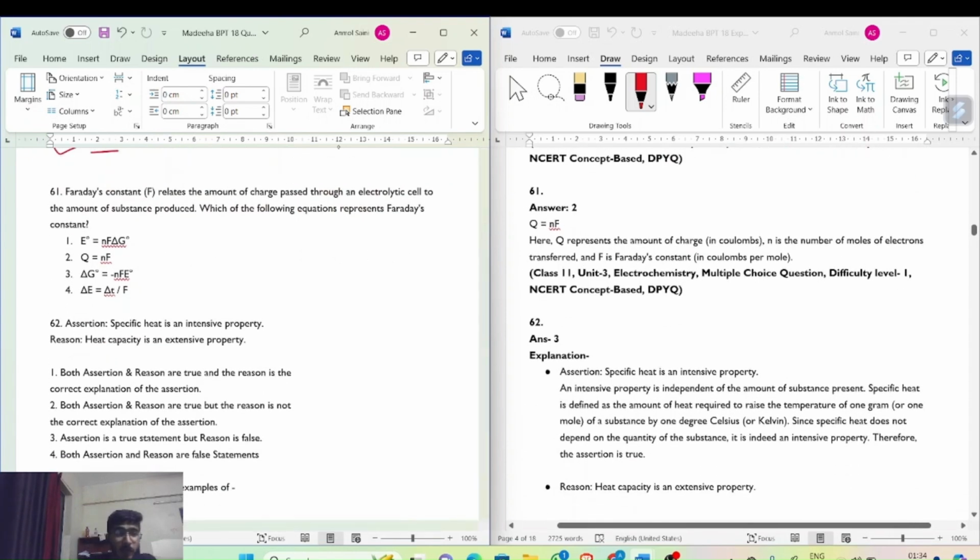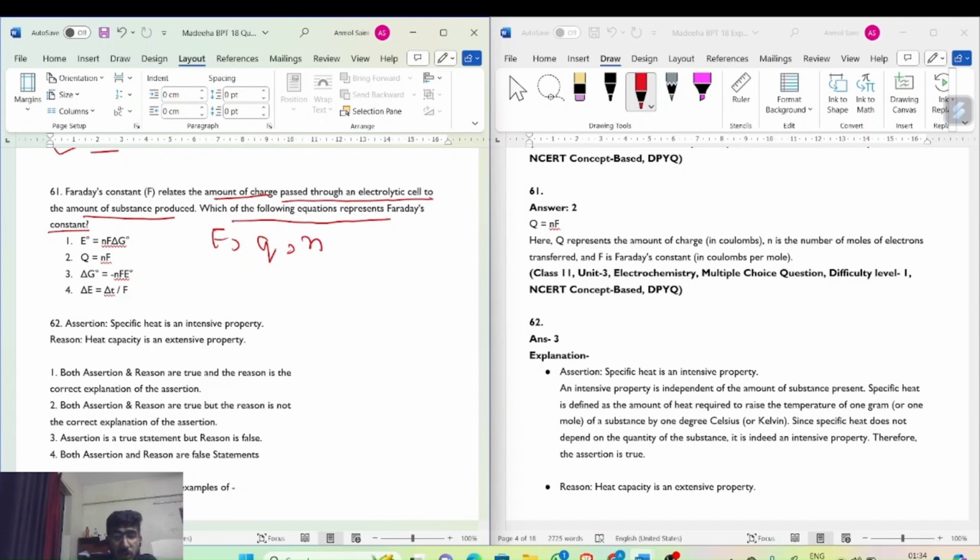Here we have Faraday constant F relates with the amount of charge passed through an electrolytic cell to the amount of substance produced. Which of the following equation represent the Faraday constant? Okay, so we have the Faraday constant F, we have the amount of charge which is Q, and the amount of substance N. So we have to find relation between them.